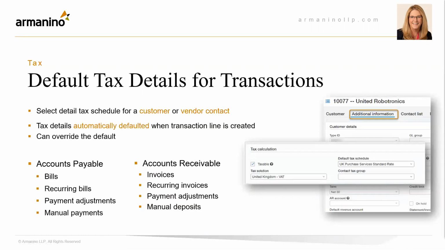And there are default tax details for transactions. This was previously available in order entry and purchasing, but it was not available in accounts payable and accounts receivable. So you select the tax schedule for a customer, vendor, or contact. The tax details will automatically default when a transaction line is created, and you can override the default. This works in accounts payable bills, recurring bills, payment adjustments, manual payments, as well as in accounts receivable invoices, recurring invoices, payment adjustments, and manual deposits.